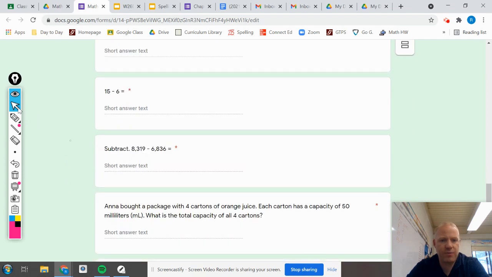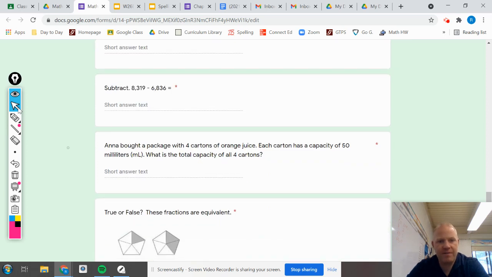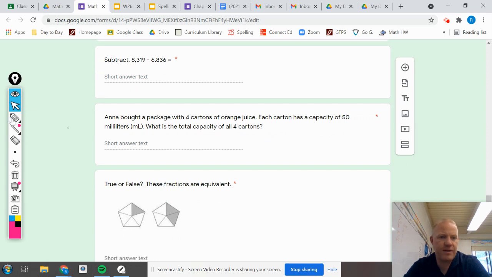Subtract 8,319 minus 6,836. So we have to stack these up, and one of the most important parts of subtracting big numbers such as this is to ensure that you put the place value of the number in the correct spot. So 8,000 goes with 6,000 and so forth. Once you have that set up, we are ready to do our math.